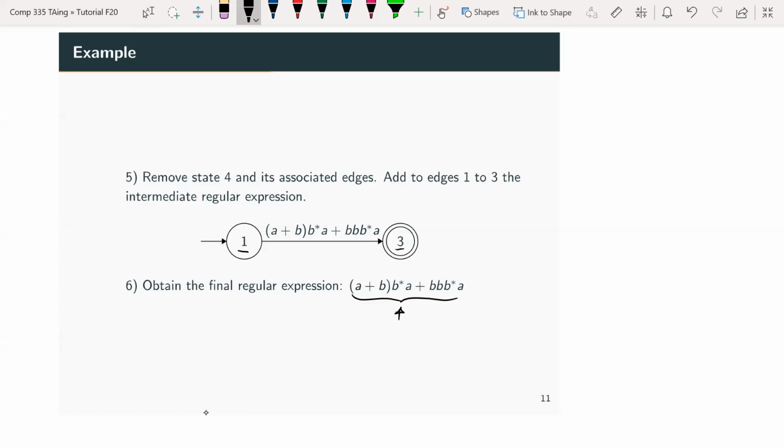So you can see that there's a direct correspondence between going from an initial to a final state and being a string that's going to be recognized by the regular expression. Okay, so that was an example of the NFA to regular expression algorithm.